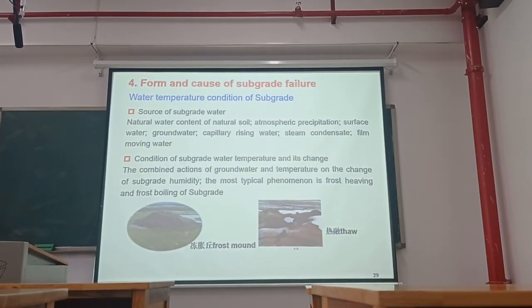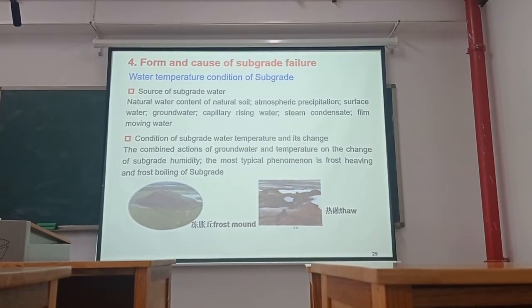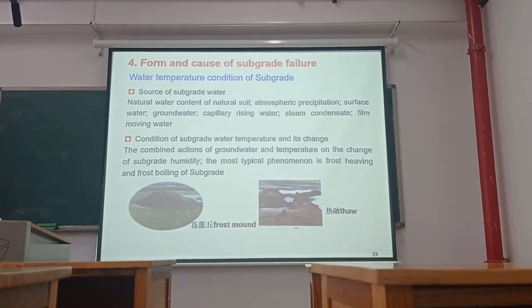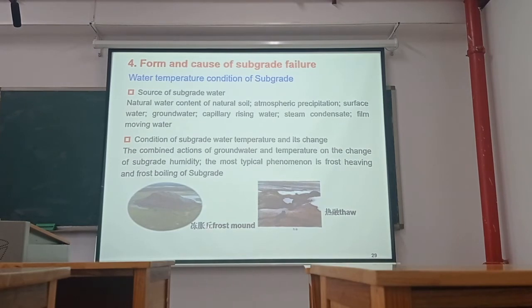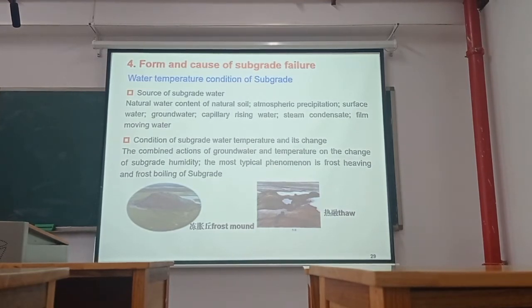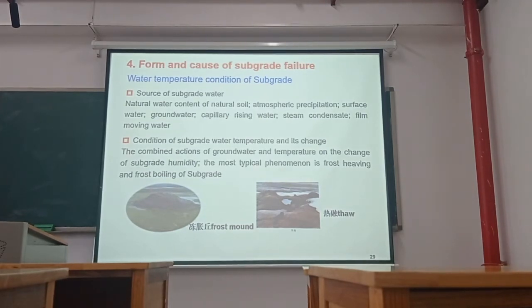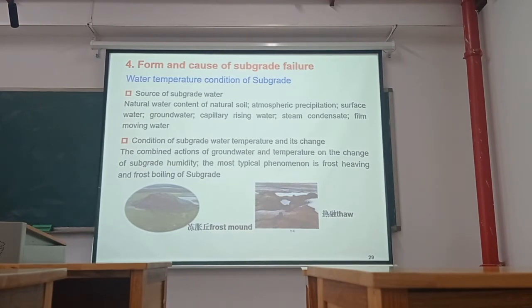We can see the frost amount and the slope. So the water and temperature are very important. When we perform the design of subgrade, we should consider the highway in the area, which is the water and the temperature. In the north, we should consider frozen damage. But in the south of China, maybe we should consider the water, but frozen damage we do not need to consider.